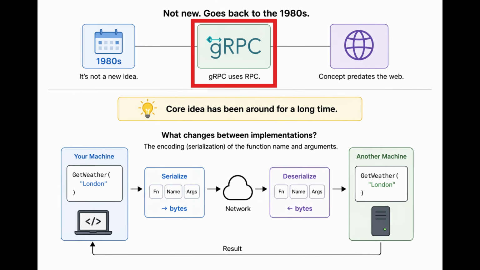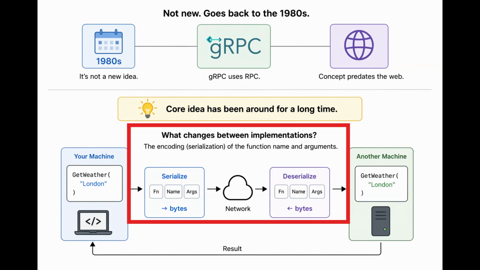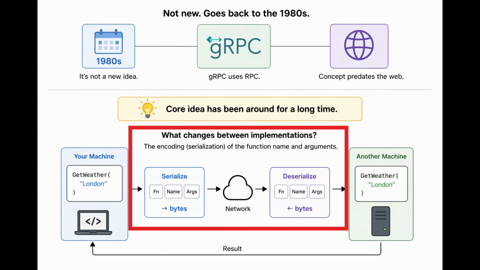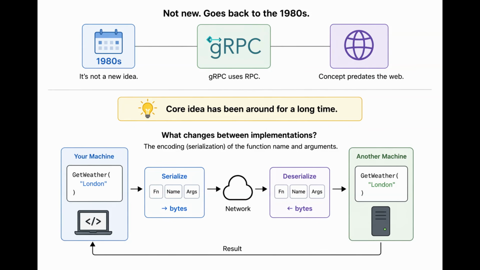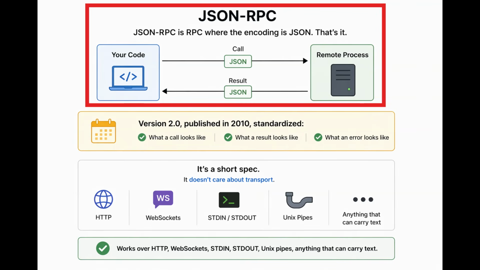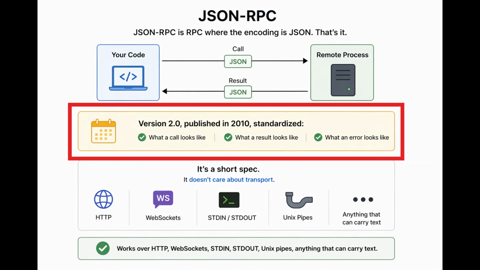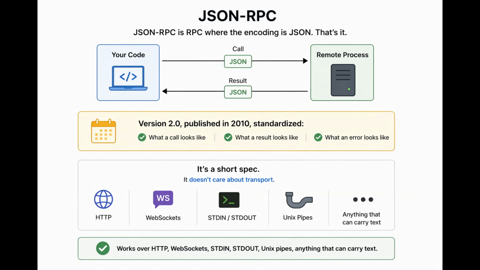It's not a new idea. It goes back to the 1980s. gRPC uses it. The concept has been around longer than the web. What changes between implementations is the encoding, how you serialize the function name and arguments to send them over a wire. JSON-RPC is RPC where the encoding is JSON. That's it. Version 2.0, published in 2010, standardized the exact format. What a call looks like, what a result looks like, what an error looks like. It's a short spec. It doesn't care about transport. It works over HTTP, WebSockets, stdin, stdout, Unix pipes, anything that can carry text.